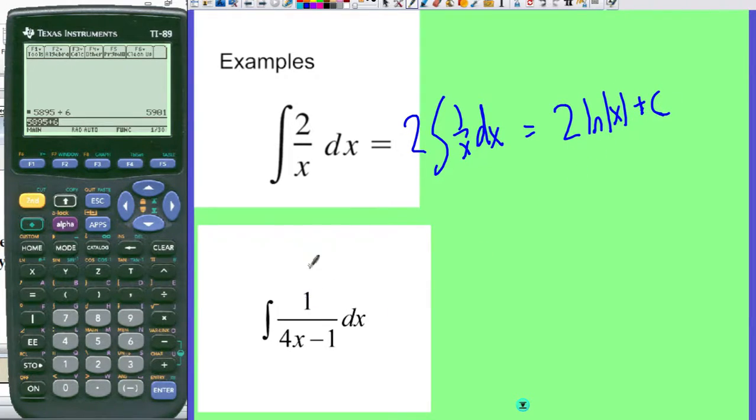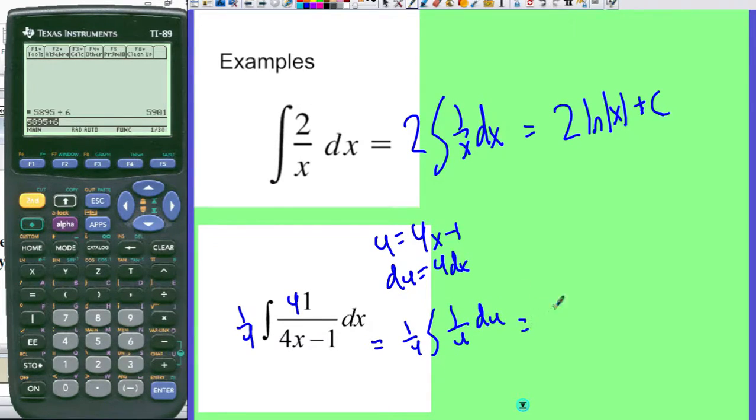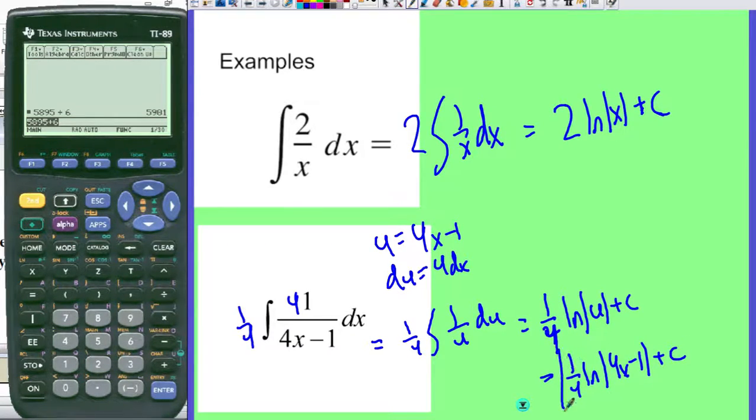This one down here, 1 over 4x minus 1, we're actually going to have to use u substitution. So u is 4x minus 1. du is going to be 4 dx. So I need a 4 right here. I'm going to put a 4 and then also divide by 4 on the outside. So when I substitute in u, I get 1/4 integral of 1 over u du, which is going to be 1/4 times the natural log of the absolute value of u plus c. And if I substitute back in, I will get 1/4 the natural log of the absolute value of 4x minus 1 plus c. And there's my answer. All right, let's try another one.